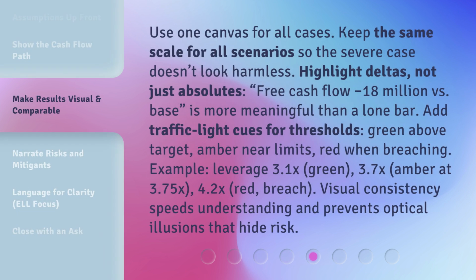Use one canvas for all cases. Keep the same scale for all scenarios so the severe case doesn't look harmless. Highlight deltas, not just absolutes. Free cash flow minus 18 million versus base is more meaningful than a lone bar. Add traffic light cues for thresholds: green above target, amber near limits, red when breaching. Example: leverage 3.1x, green; 3.7x, amber at 3.75x; 4.2x, red, breach. Visual consistency speeds understanding and prevents optical illusions that hide risk.